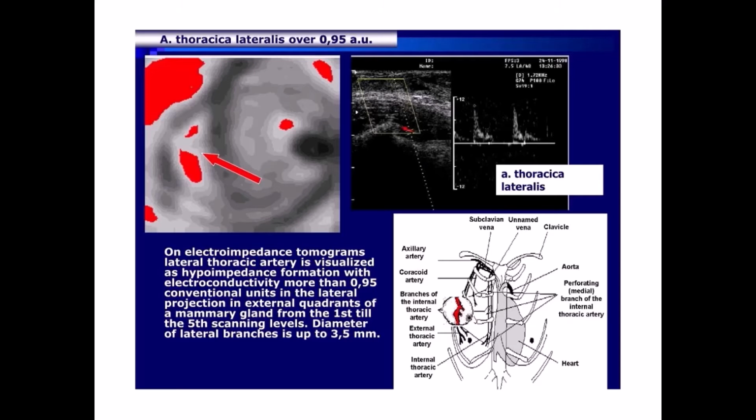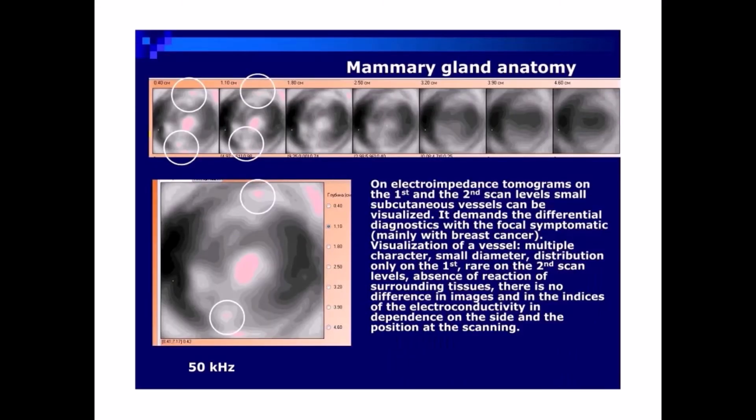Thoracica lateralis, over 0.95 au. On electroimpedance tomograms, the lateral thoracic artery is visualized as a hypoimpedance formation with electroconductivity more than 0.95 conventional units in the lateral projection in external quadrants of a mammary gland from the first till the fifth scanning levels. Diameter of lateral branches is up to 3.5 mm. Mammary gland anatomy. On electroimpedance tomograms on the first and second scan levels, small subcutaneous vessels can be visualized. It demands differential diagnostics with focal symptomatic, mainly with breast cancer.